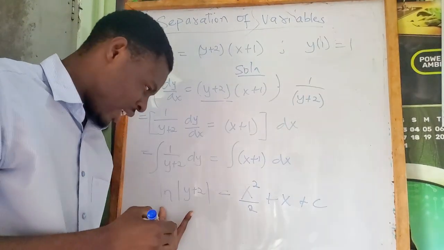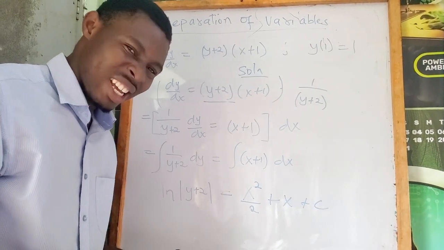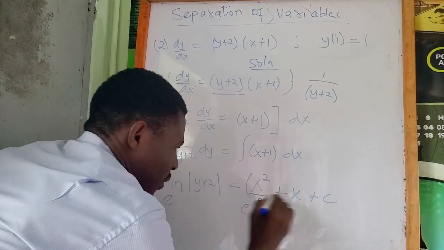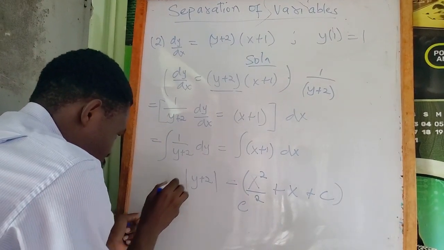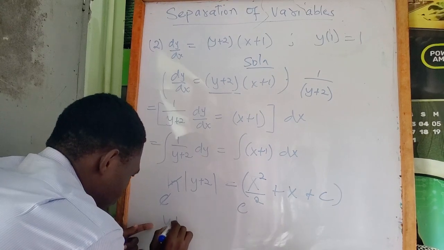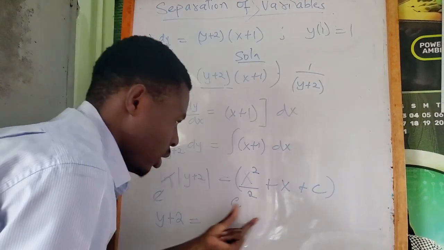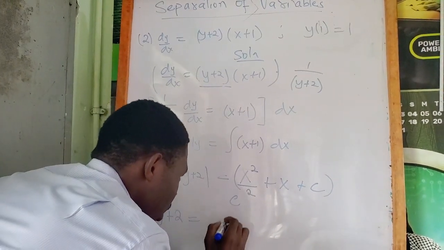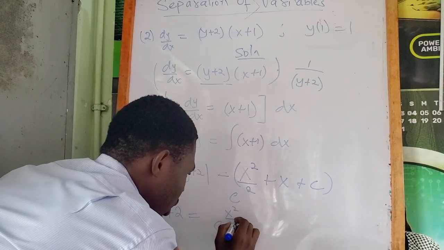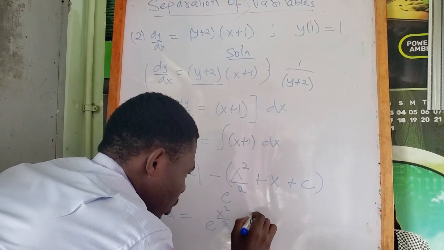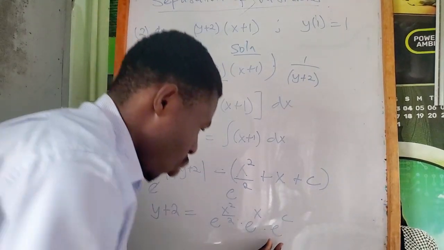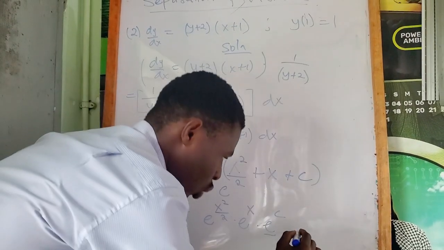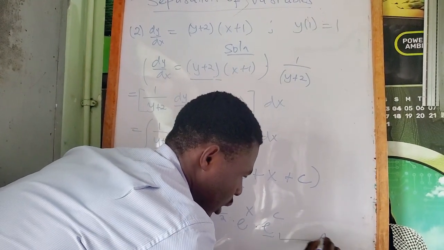We are looking for y, not ln of (y + 2). What can we do? We take the exponential function of both sides. We take e of both sides, so everything is raised like this. So e will cancel the ln, leaving us with y + 2. This is equal to, now we can apply our laws of indices: e to the x squared divided by 2 times e to the x times e to the c. e to the c is a constant, since c is a constant, so we replace e to the c with A.